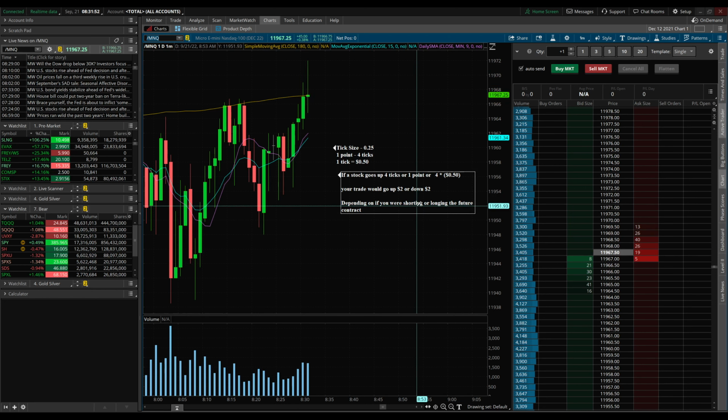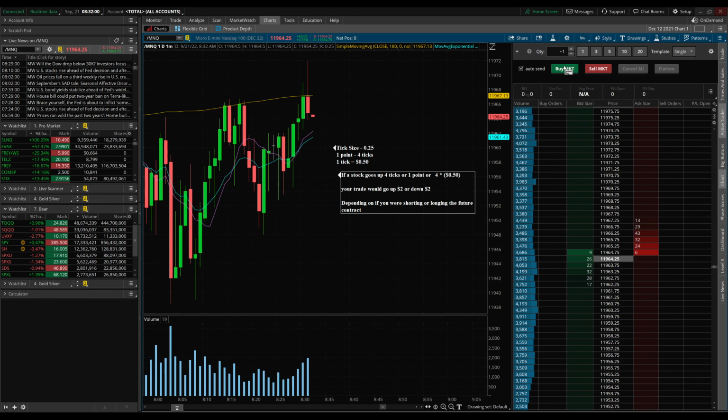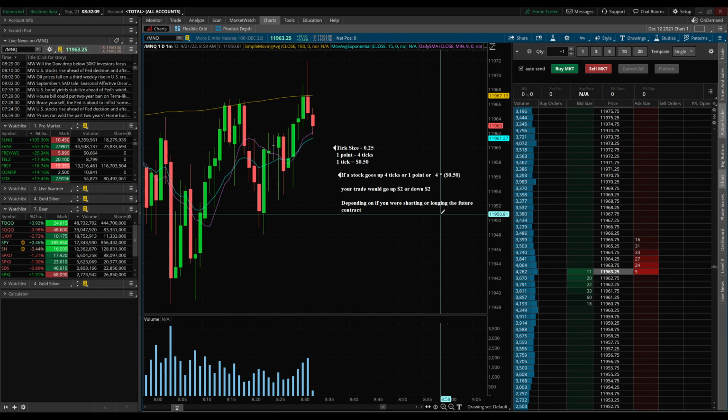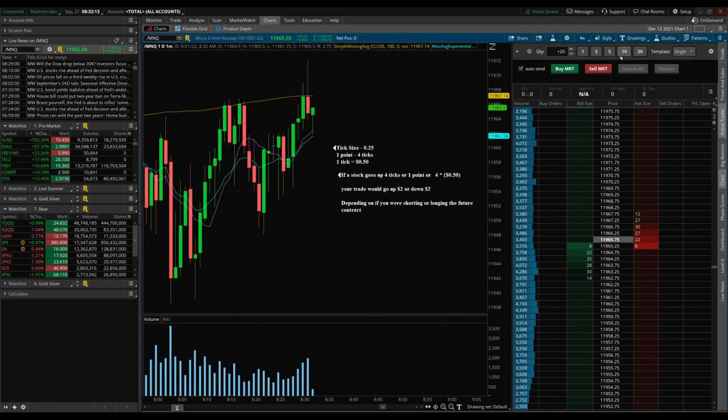If you're short, you just go to Active Trader, press sell market, and figure out how many contracts you want. To long the market, which means you're betting that the futures contract or stock will go up in value, you just press buy, change the quantities, and that's about it.